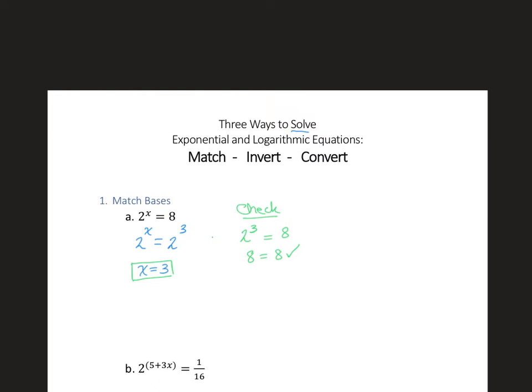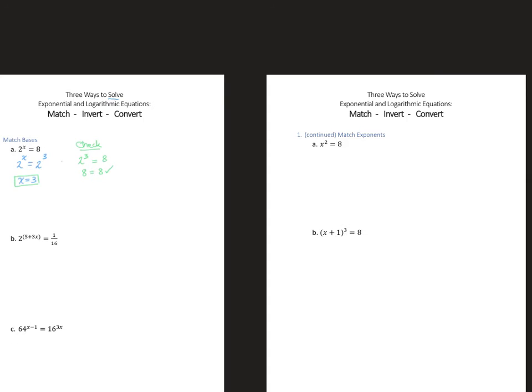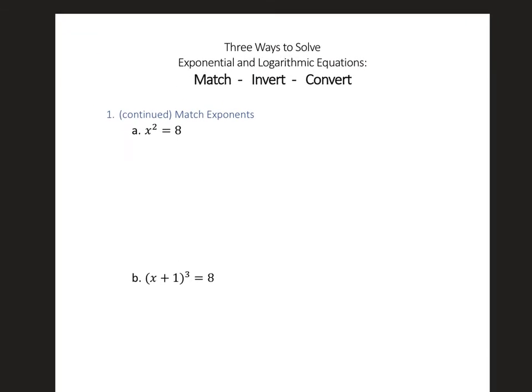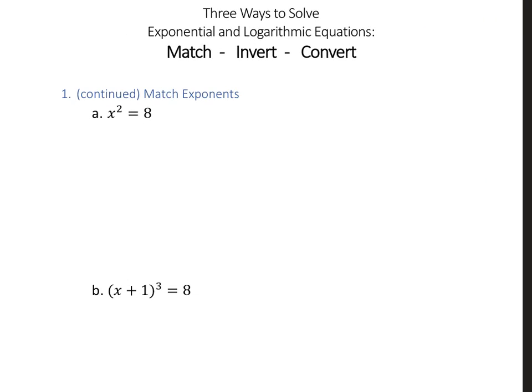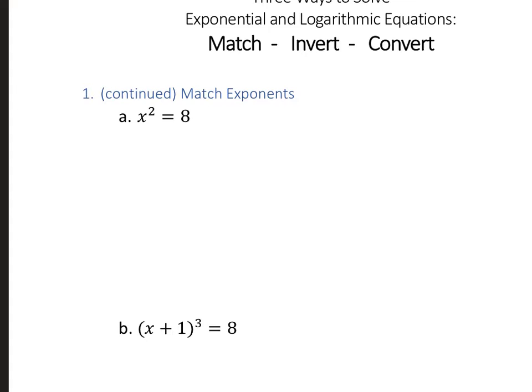Let's go on and see another type of equation where we would match exponents. So we're still in the matching category, but this one's a little different. You see that x is to the power of 2 here, and we're saying that it's equal to 8. Now, there's actually a typo here. I'd prefer this to be x to the power of 3 is equal to 8.